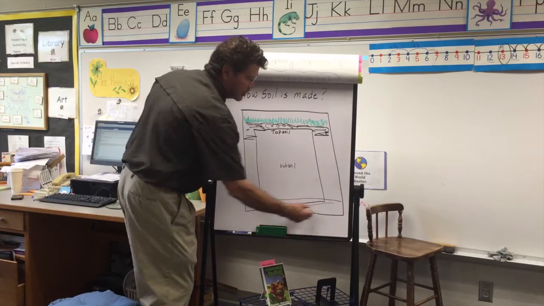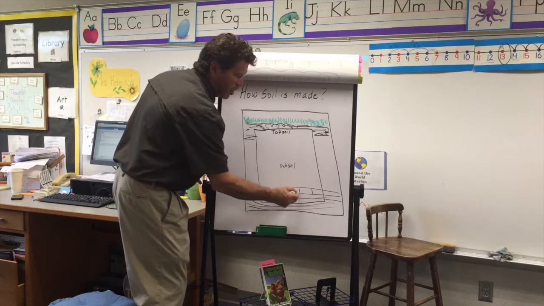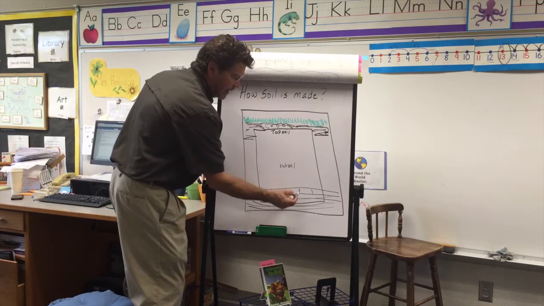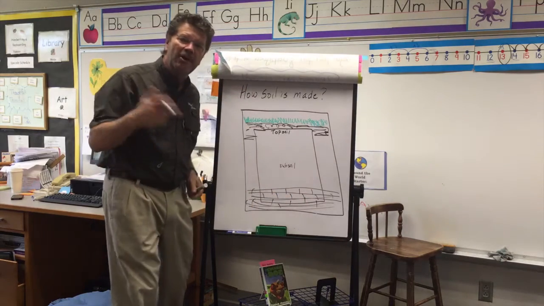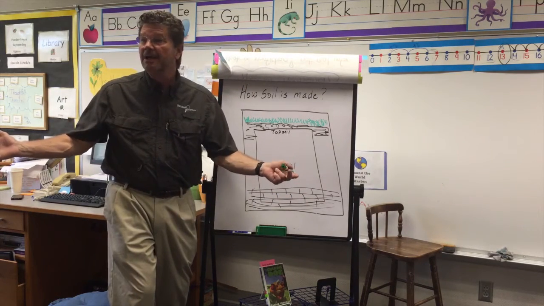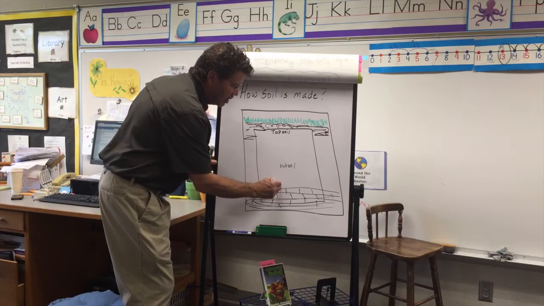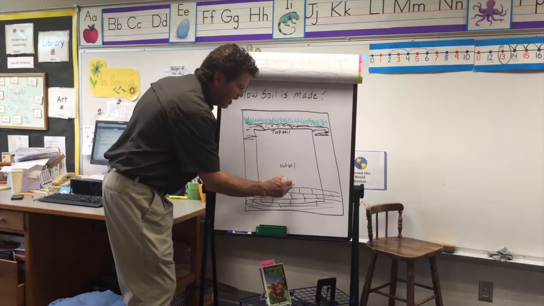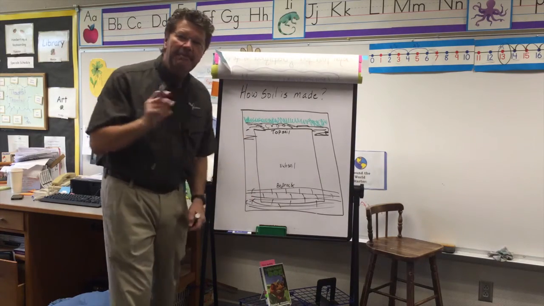Anybody know what this stuff is called? Go ahead and make some lines like this. And make some marks like this. Anybody know what this is called at the bottom? Deep underneath the topsoil, underneath the subsoil. Tell me what it is. Bedrock. Go ahead and label it bedrock. So you have grass, topsoil, subsoil, and bedrock.